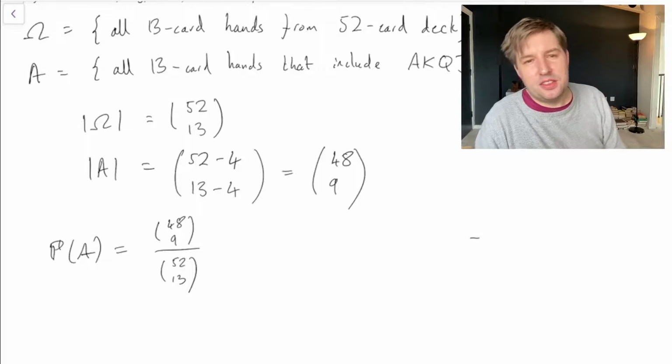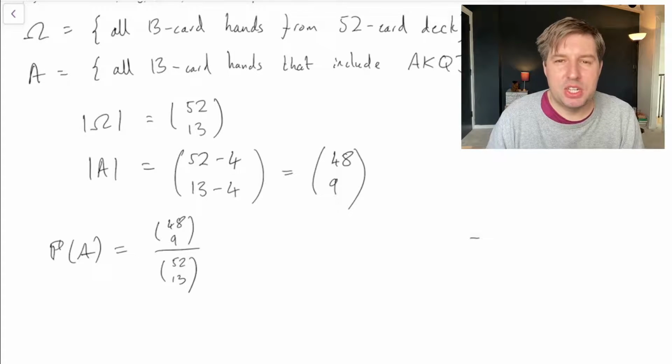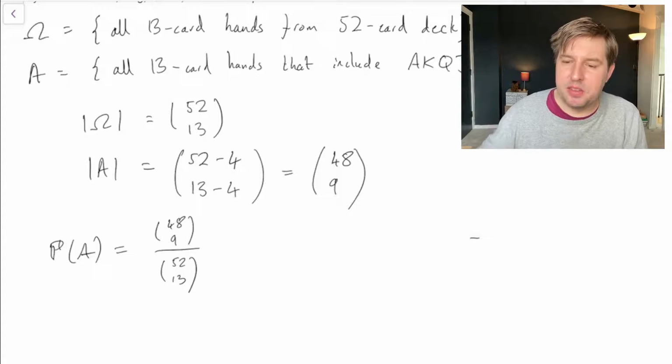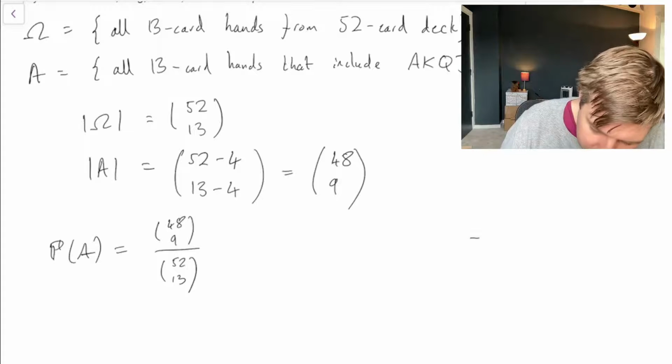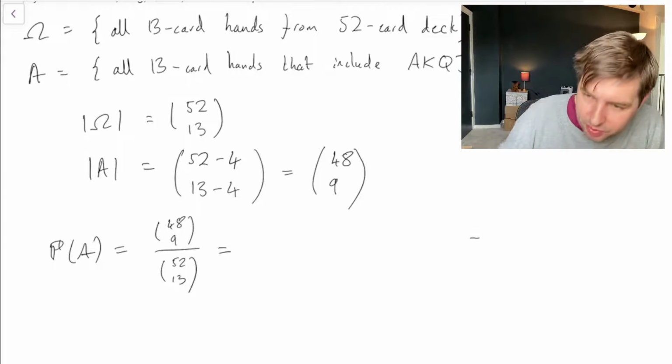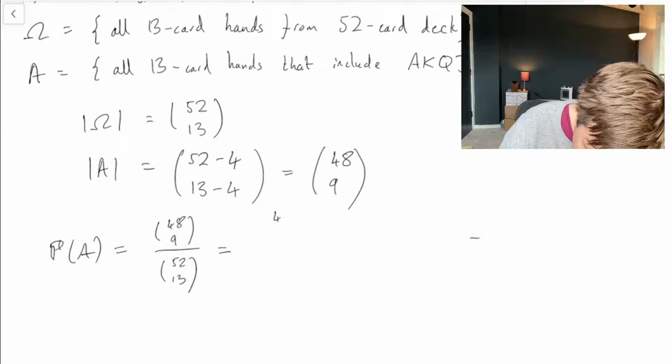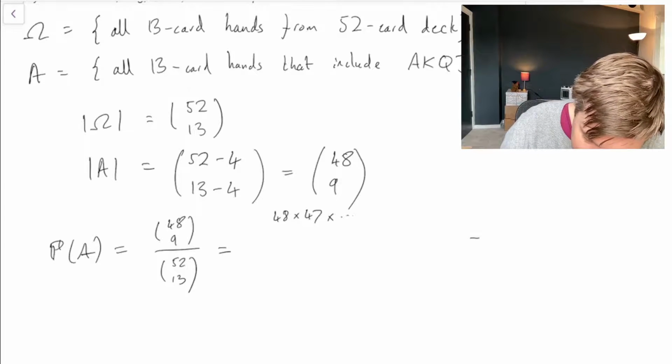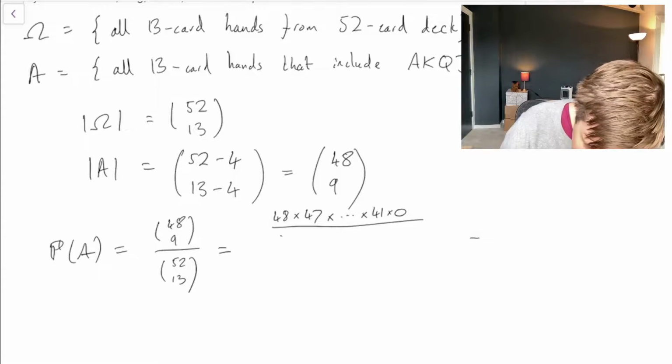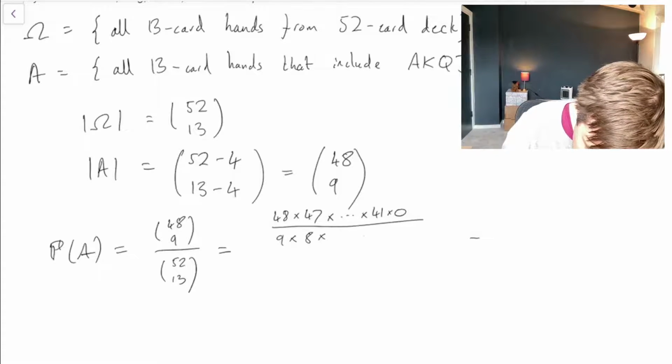Now, at this stage, you might think that you just have to mash all that into your calculator, but actually we can do a little bit of this by hand if we want to, which is that we can write out the terms. So at the top we've got 48 times 47 times up to 40 over 9, 8, 7, 6, 5, 4, 3, 2, 1.